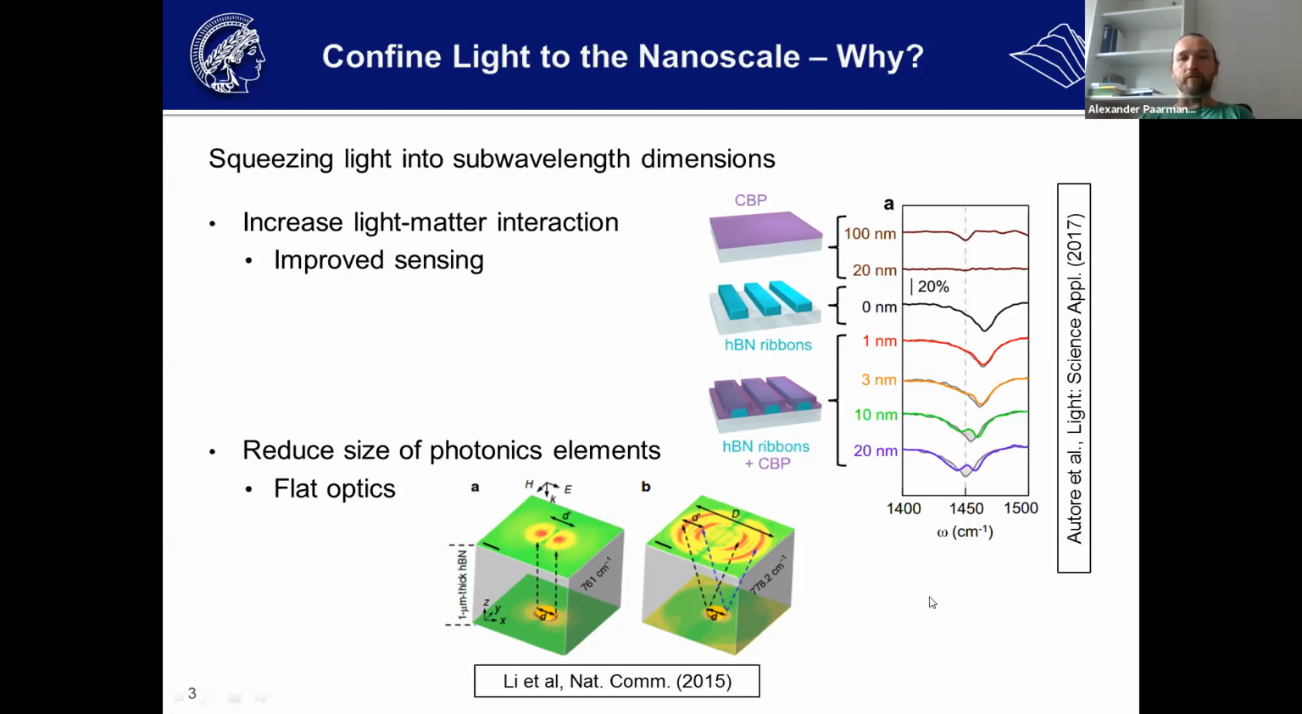Also, Josh Caldwell was involved in this work using hexagonal boron nitride, where you can basically build flat lenses, hyperlenses with very small footprint and also very small thickness. So this makes very small photonic elements. This is just one example. Okay, so this is why we do it.